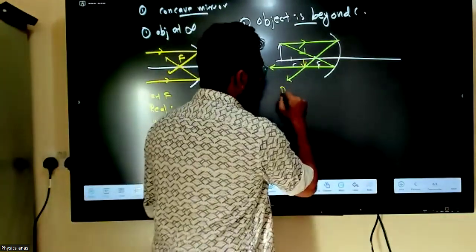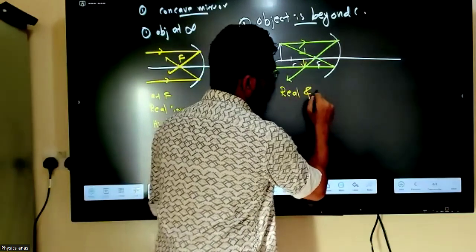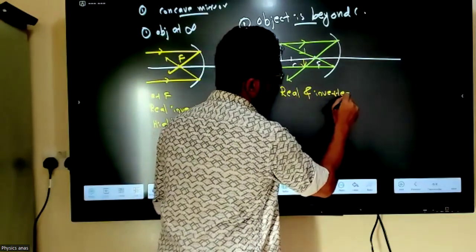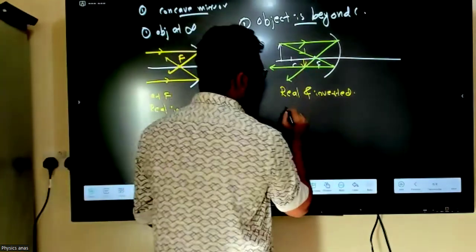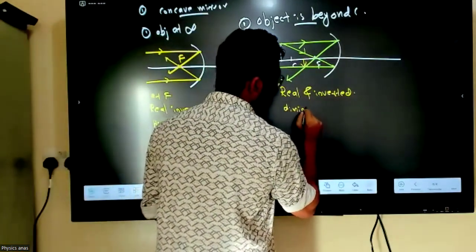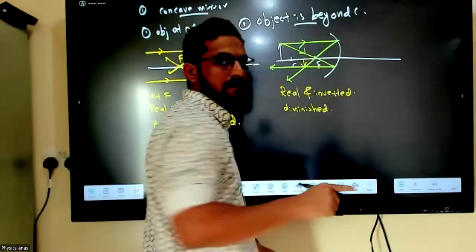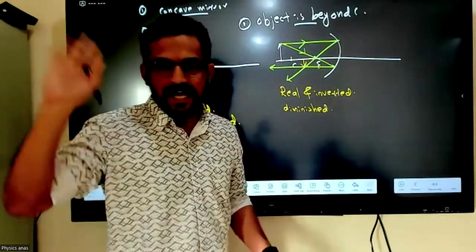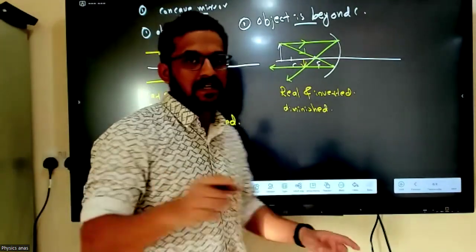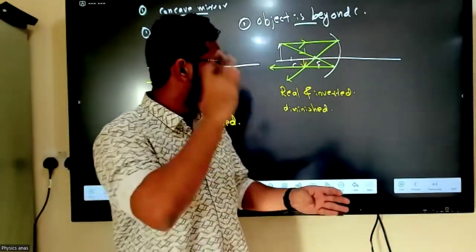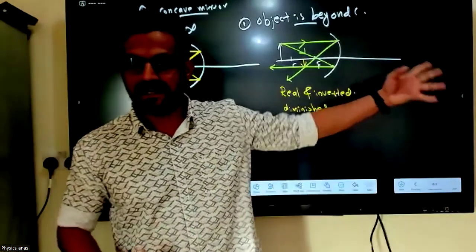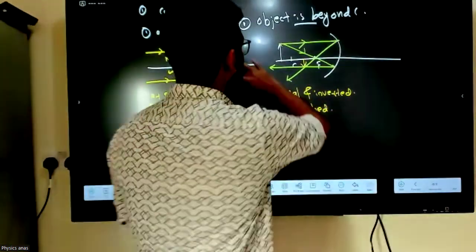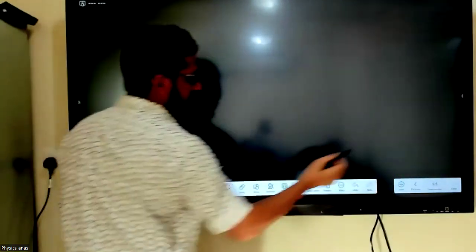So that will be real and inverted. It will also be a diminished image. And we got the position, nature, and size of the image. That's our second one, object beyond C. Now the third one.